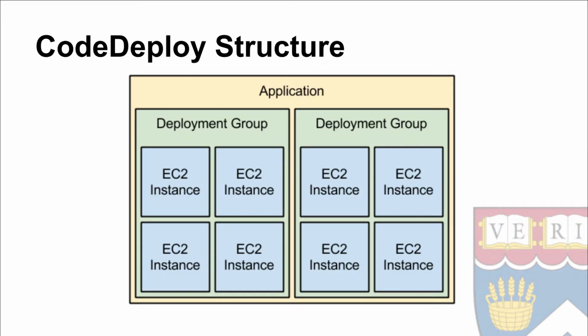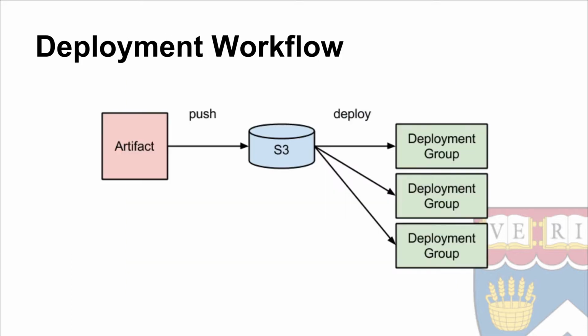Real quickly, this is the overview of the way CodeDeploy actually looks. You define applications, you create deployment groups within those applications, and then your EC2 instances that you want to manage actually sit inside those deployment groups. A push of a deployment is basically you take your software artifact, your web application or what have you, you push it up to something like S3 or GitHub, and then you deploy it out to EC2 instances in a deployment group all at once.